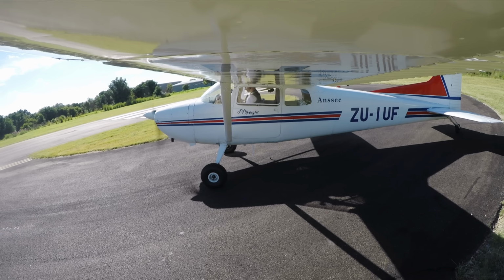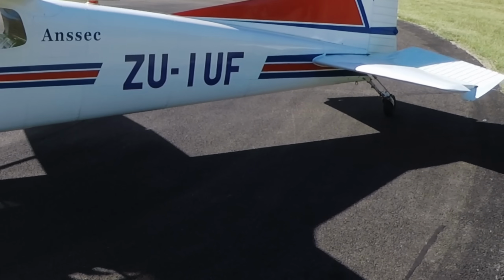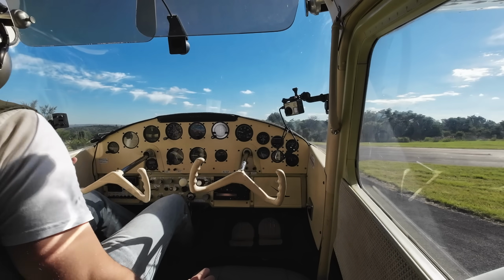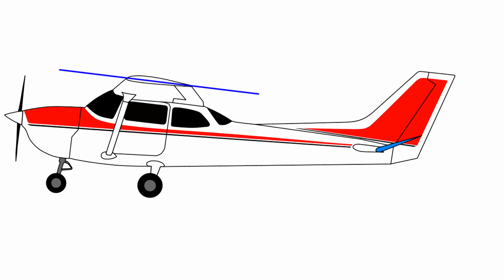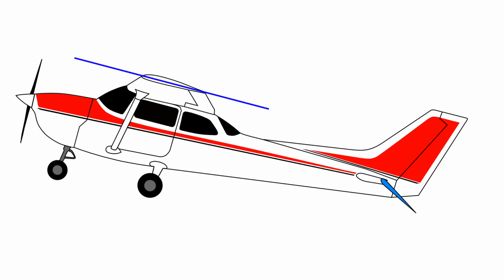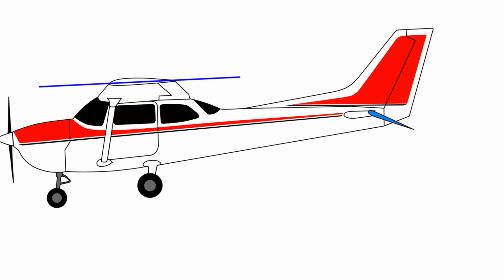We control angle of attack with the elevator by using the yoke or stick. Pull back and angle of attack increases. Push forward and it decreases. That's all there is to it. When an aircraft banks, its angle of attack doesn't automatically change. The wings still meet the oncoming air at the same angle.